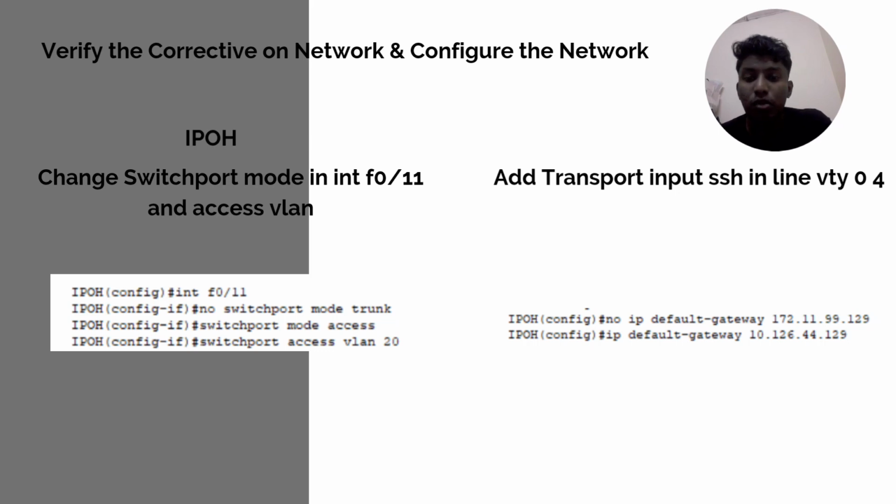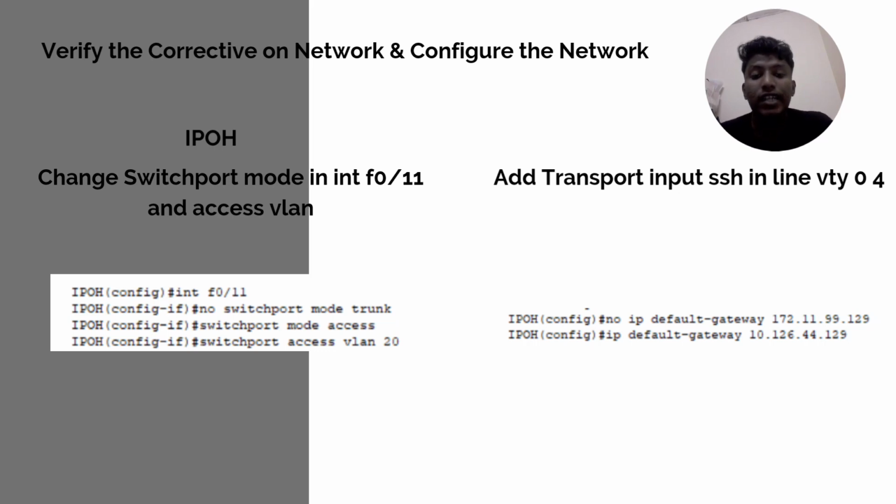So now we solve the problem in EPO router, which is change switchport mode in interface 11 and SSVLAN, and secondly add transport input SSH line VTY 0 4 in interface F0/11. So we have to undo the old switchport, which is no switchport mode trunk, and we have to set the new mode, which is switchport mode access. And after that we type switchport access VLAN 20.